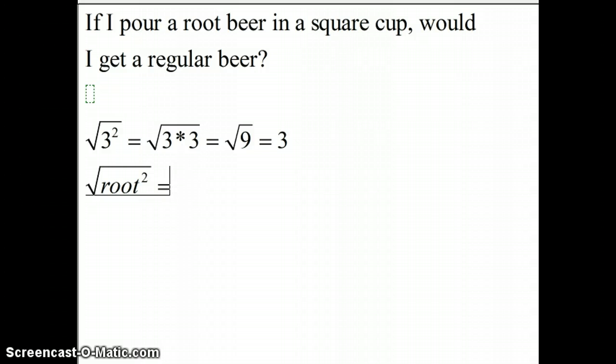Hold on, let me do that again. I don't know why I had root on my mind there. Okay, so if I poured a root beer into a square cup, would I get a regular beer? According to what I just said, no, you would get the absolute value of a beer. But to keep the pun going, I'm just going to say that's an absolute beer, because if this was negative, it would have to be positive coming out there. So, that's the first part.